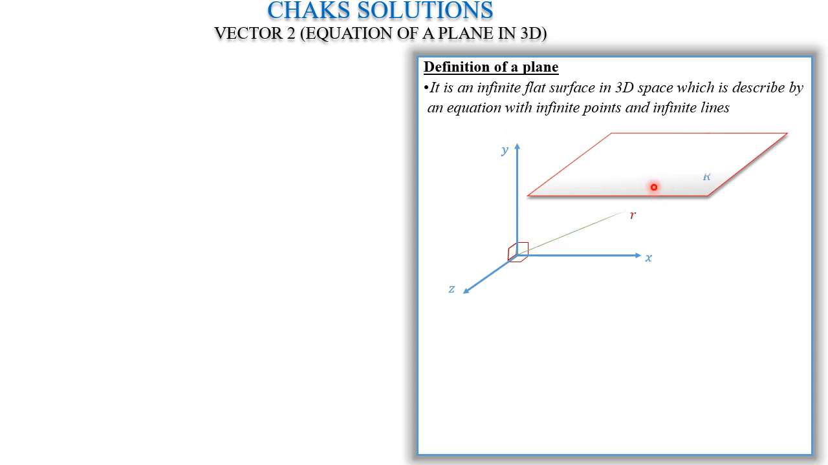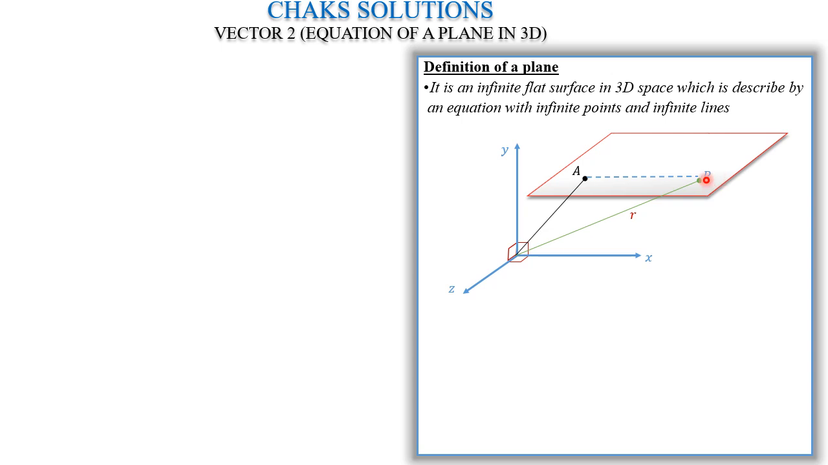So let's assume that we have a general point in the plane with a position vector r. Moving from the origin to the position vector r, you can move from the origin to a fixed point A, and also move from A to r. That's the first thing that we can do.